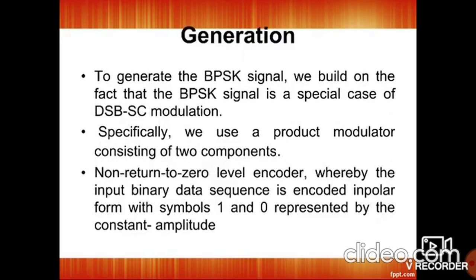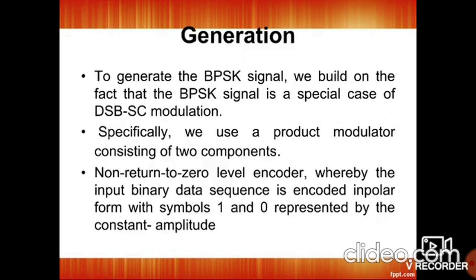The generation of a BPSK signal consists of the data sequence, bipolar NRZ encoder, and balanced modulator, followed by the carrier signal, and finally the BPSK signal. To generate a BPSK signal, we build on the fact that a BPSK signal is a special case of double sideband suppressed carrier modulation. So a BPSK signal can be generated by applying a carrier signal to the balanced modulator.